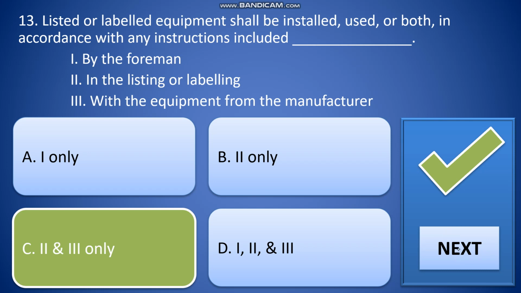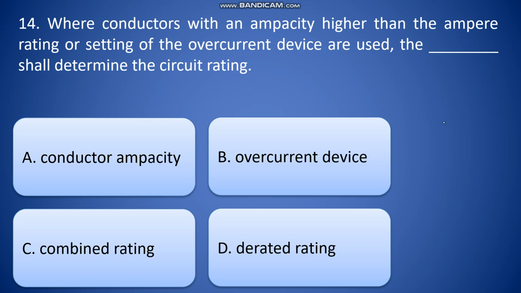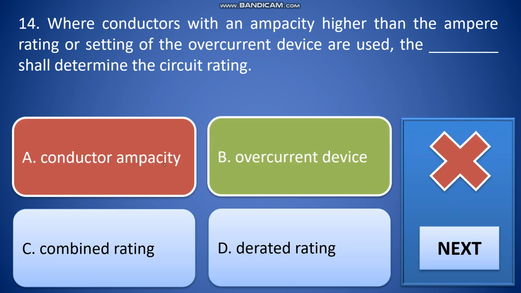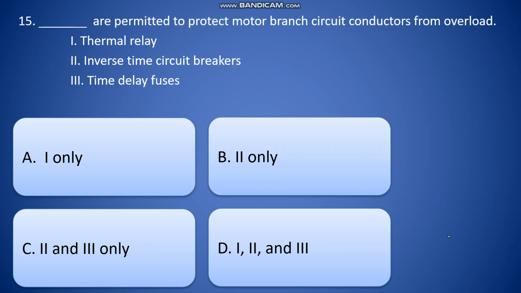Where conductors with an ampacity higher than the ampere rating or setting of the overcurrent device are used, the blank shall determine the circuit rating. So, answer would be overcurrent device. Mali ako. Okay, should be overcurrent device.